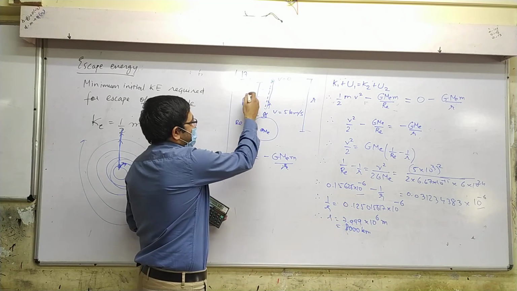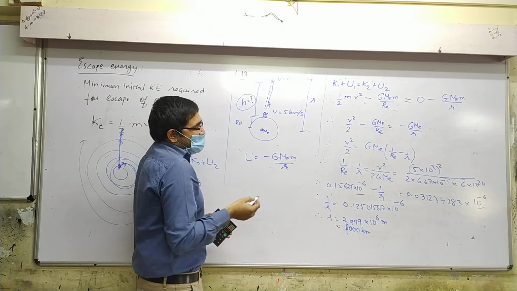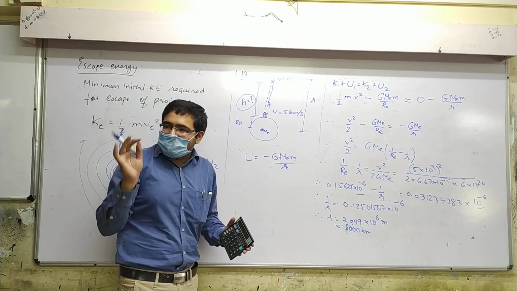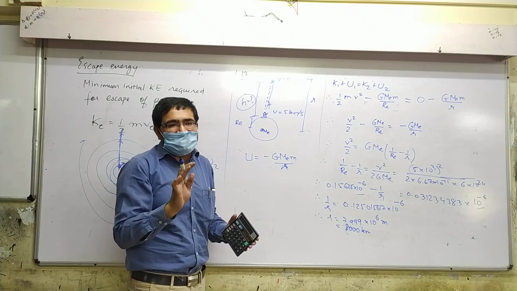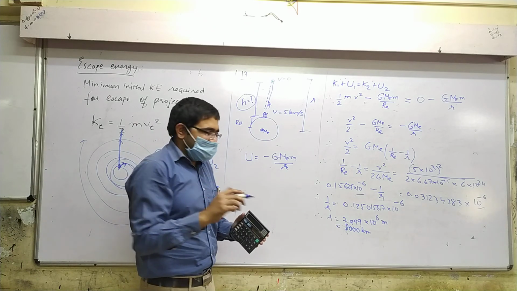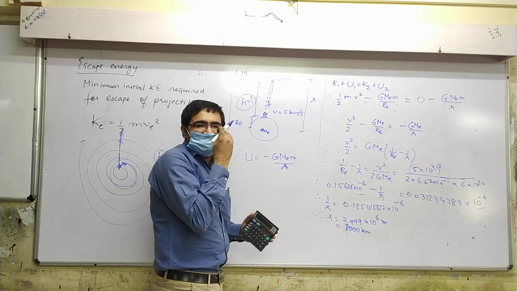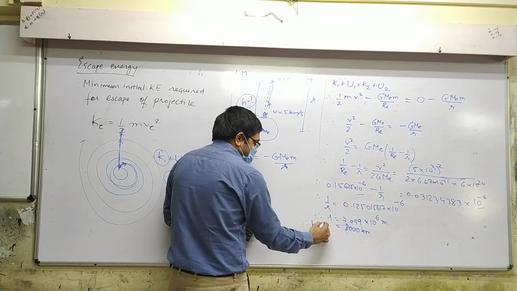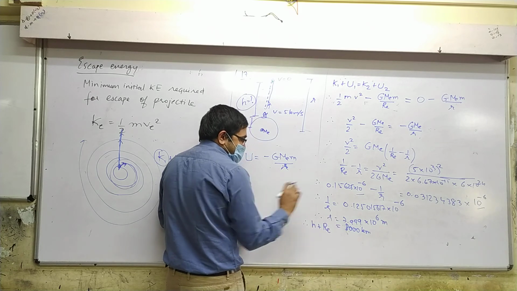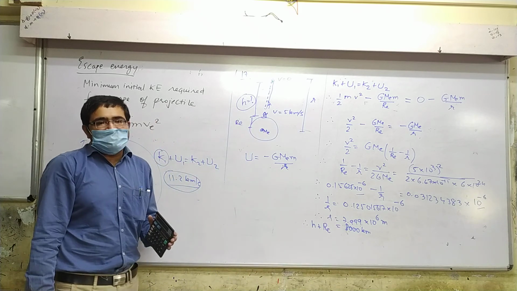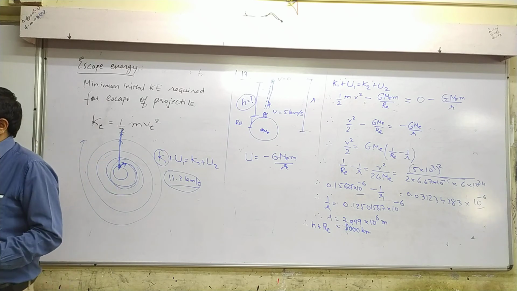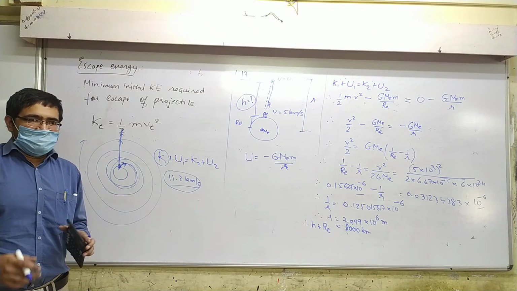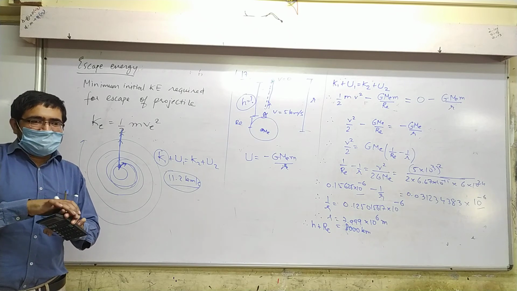We don't want to find r. We want to find h. Now what do we do? How do we find h from small r? r equals RE plus h. Now we can use it very easily. RE is how many kilometer? 6400 kilometer. Did you understand or not? So h plus RE is 8,000 kilometer. So what will be h? Just subtract.